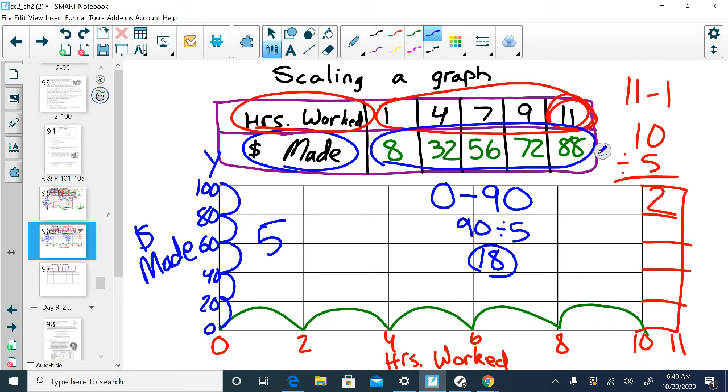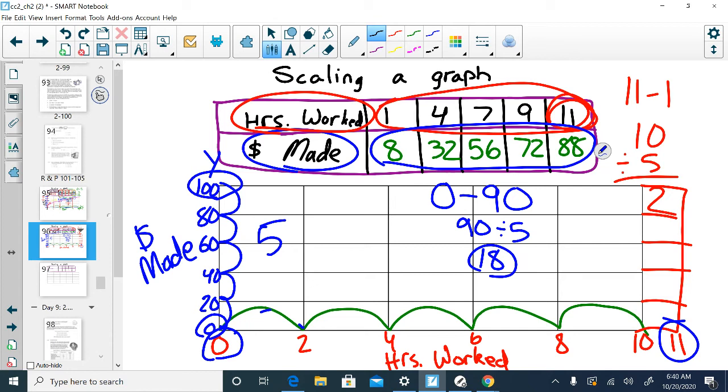Okay, so now let's go ahead and plot these points, because what we have done is we have scaled our graph. So here we're starting at 0, here we're starting at 0, and we're going all the way up to 11, and we're going all the way up to 100. And we're just trying to figure out how much we wanted to go up by between 0 and 2, 2 and 4, 4 and 6. We're going up by 2s, and then over on the left side, we're going up by 20s.